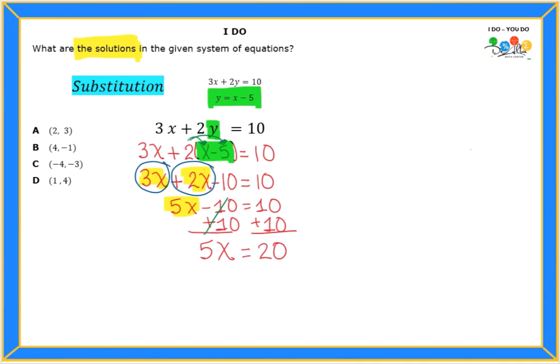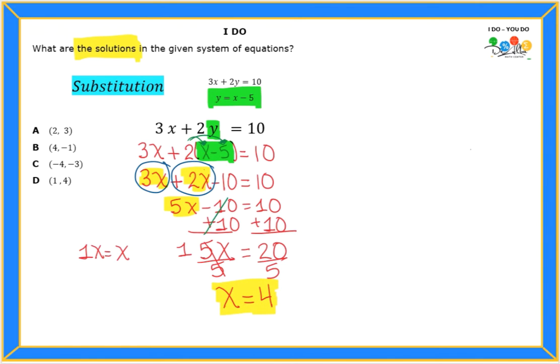Well, I need to eliminate the 5, which is multiplying the x. Therefore, I need to divide by 5 on both sides. 5 divided by 5 is 1. And we had agreed before that 1x is the same as x by itself, right? Therefore, I can write down x equals 4. So I have the value for x.